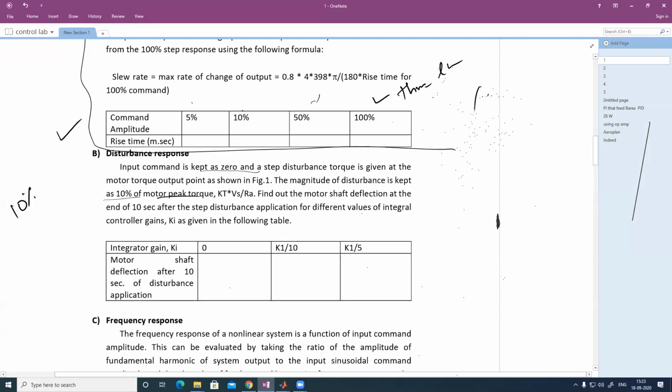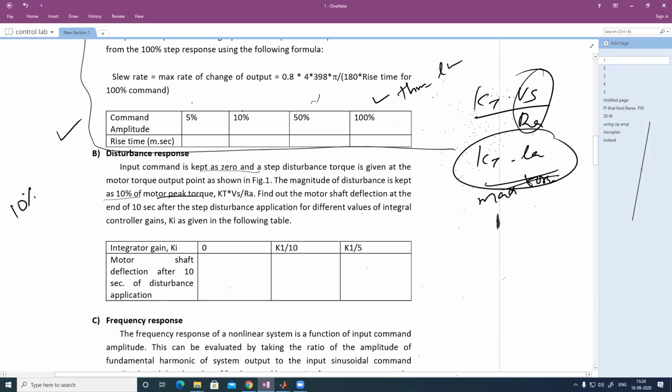So KT multiplied by Vs by Ra will give you the maximum torque. Otherwise, KT multiplied by Ia, where Vs by Ra will be Ia. KT multiplied by Ia will give you the maximum torque. So the maximum torque of the system will be KT into Vs by Ra. The 10% of that value is giving us the disturbance input. So the disturbance input will be 10% of KT into Vs by Ra.